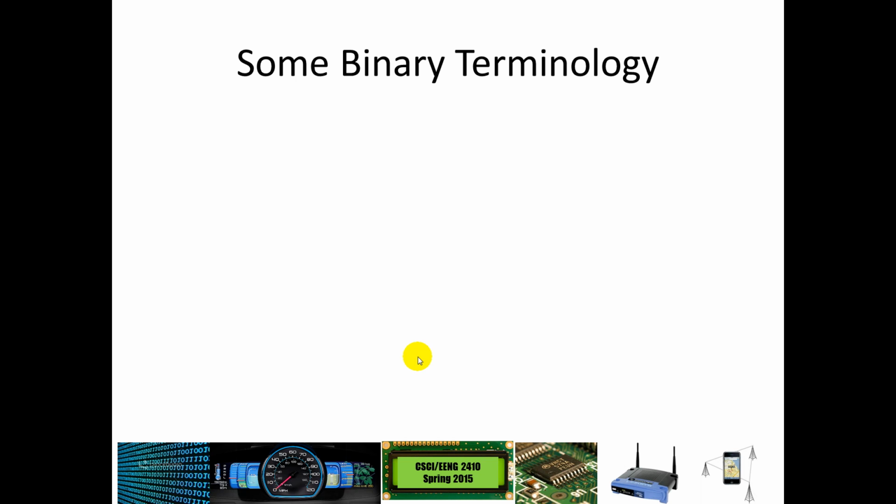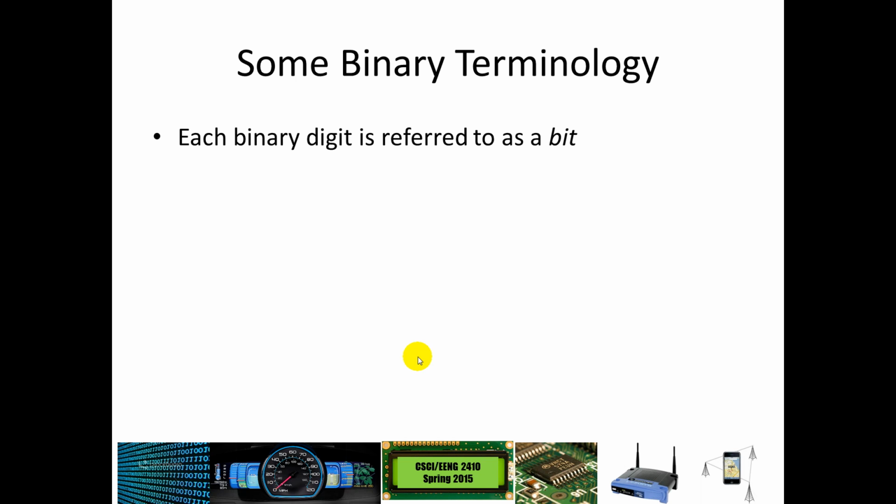So let's talk a little bit about some of the terminology that's used when dealing with binary. A lot of this is in terms of how we talk about individual components of a binary value or a binary number and how binary digits are arranged. So in this case, each binary digit is referred to as a bit.